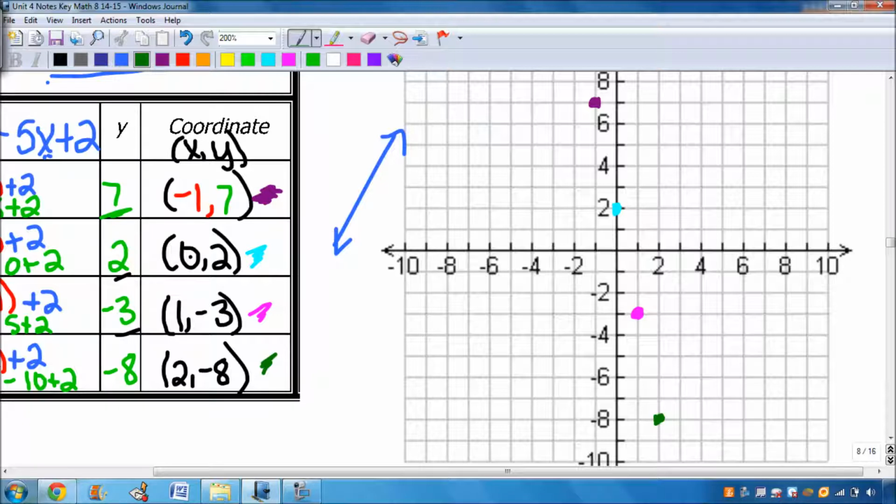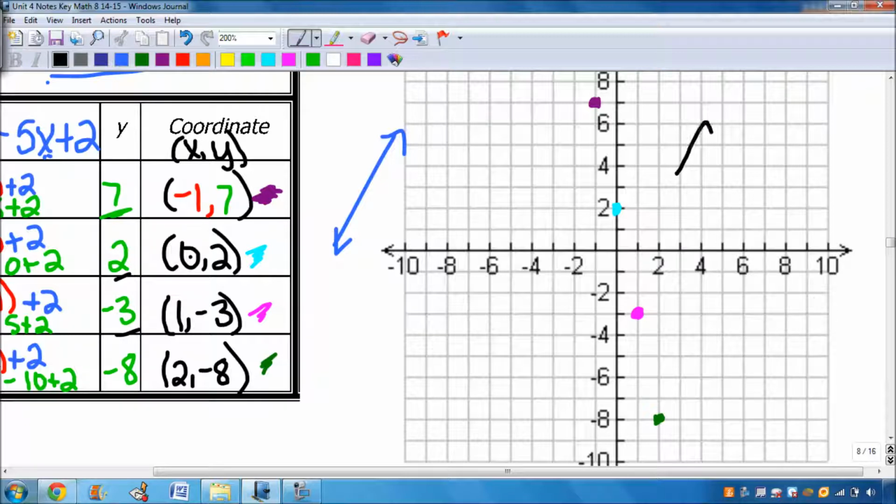You need to use a straight edge as you're doing this. If you don't have a ruler, that's okay. You can find anything that is straight to help you draw your line. Unfortunately, I don't have a ruler that I can use against the screen up here, so my line is not going to be perfect, but I expect that your line is as nice as you can possibly draw it.